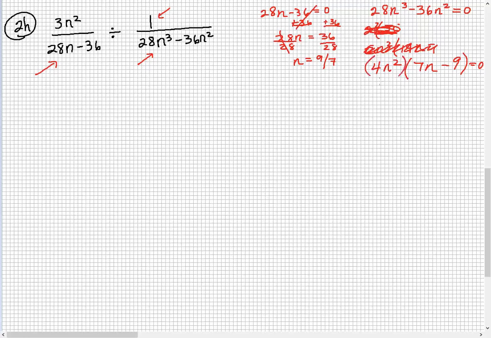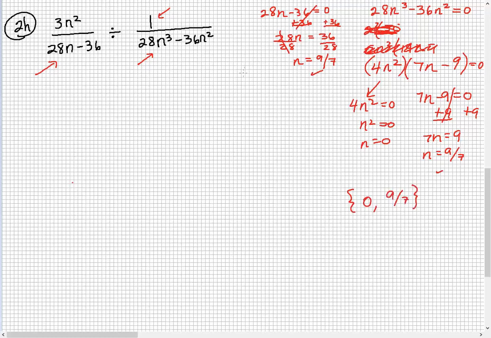Alright, so both of these are going to be set equal to 0. This means that n squared equals 0, n equals 0, essentially. And here you take 7n minus 9, set it equal to 0. You get 7n equals 9, n equals 9/7. Alright, so we have, oh, this repeats itself. So we only have 2 excluded values, 0 and 9/7.